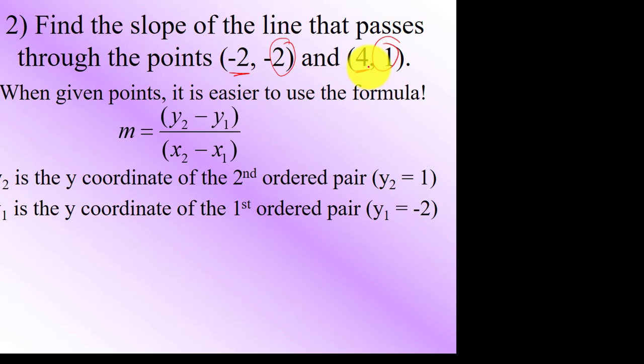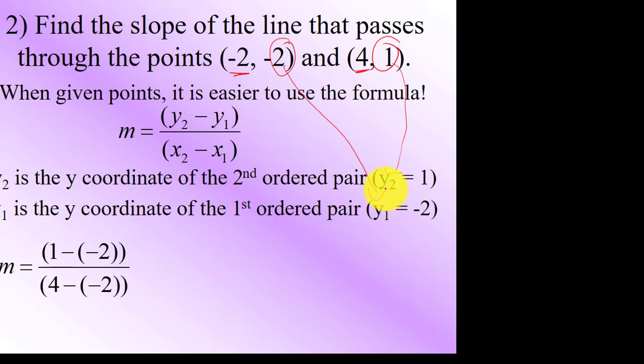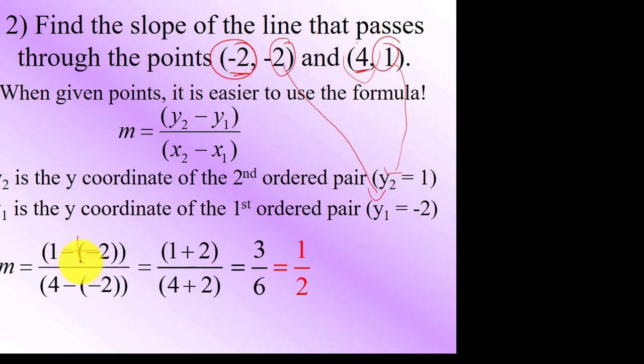So I'm just going to plug those numbers into the formula. I'm going to plug 1 in for y sub 2, and I'm going to plug negative 2 in for y sub 1. And do the same with x, right? My 4 is going to be x sub 2. My negative 2 is going to be x sub 1. And I'm just going to compute that formula. 1 minus negative 2, remember with 2 negatives in a row, I'm really going to add here. It's going to give me 3. And 4 minus negative 2 is going to give me 6.